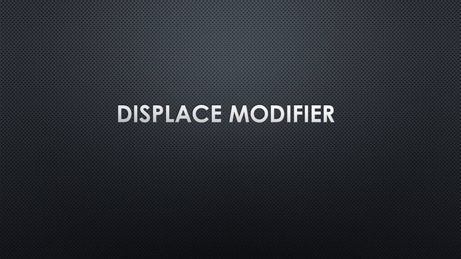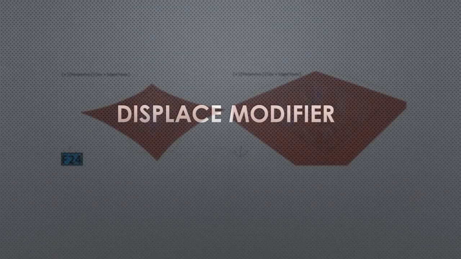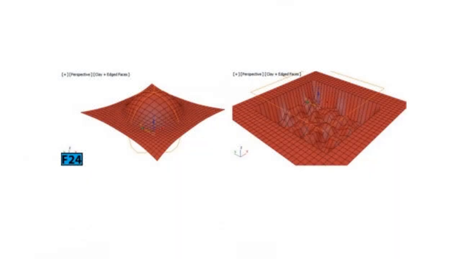Displace modifier. This modifier pushes the object's geometry to reshape it using a map or bitmap texture. This modifier allows you to apply the effect using two methods. Apply the effect directly onto the objects using the strength and decay values, and apply the effect using the grayscale values of a bitmap image.